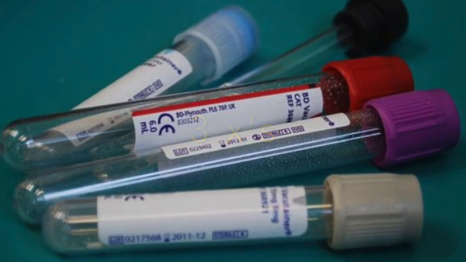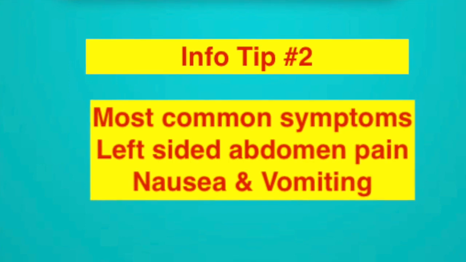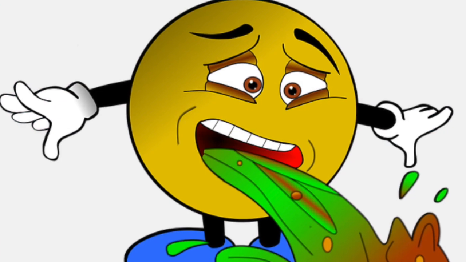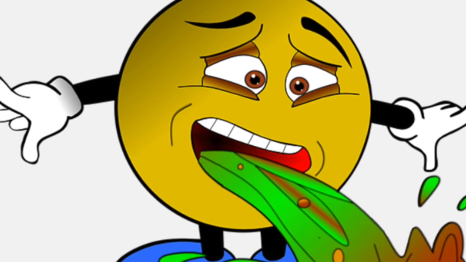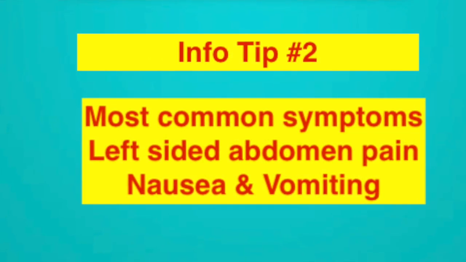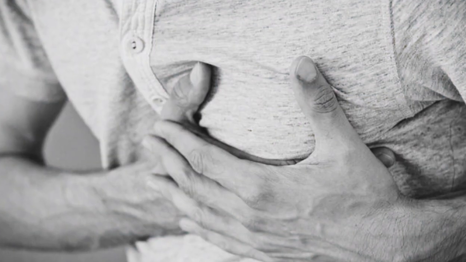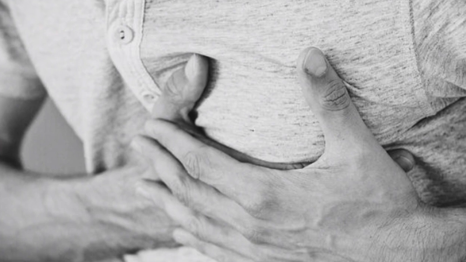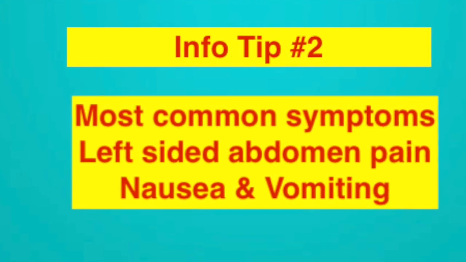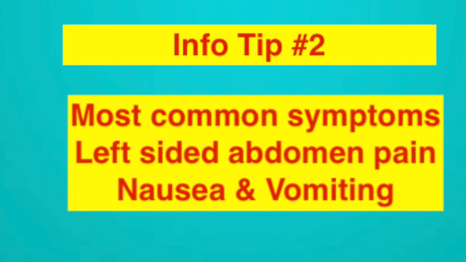Tip number 2. One of the most common symptoms of pancreatitis is left-sided abdominal pain, nausea, and vomiting. Sometimes individuals will also complain about left shoulder pain or left shoulder blade pain, pain in between the shoulder blades, and even chest pain. So if you have a patient with chest pain, it is also important to consider that maybe a lipase level should be added to the labs, especially if the individual is nauseated and or vomiting.